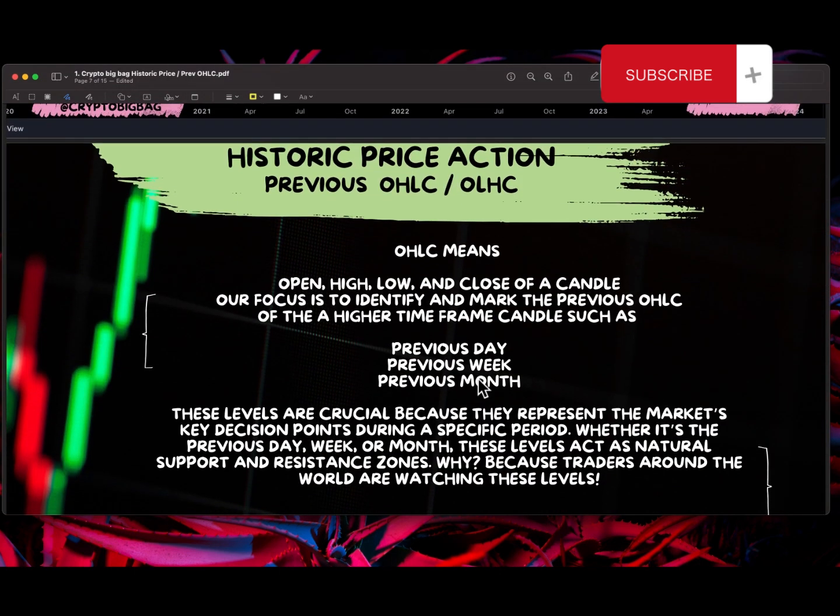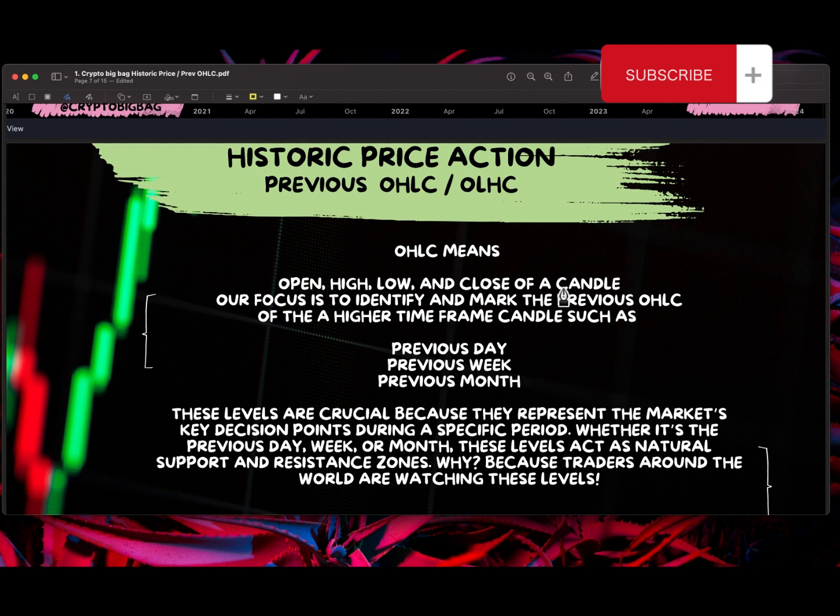And, the story price action, we can also use the previous OHLC, which means open, high, low, close, or open, low, high, close. OHLC means open, high, low, and close of a candle. Our focus is to identify and mark the previous OHLC, the open, high, low, and close of the previous candle on higher time frame, such as previous day, previous week, previous month.